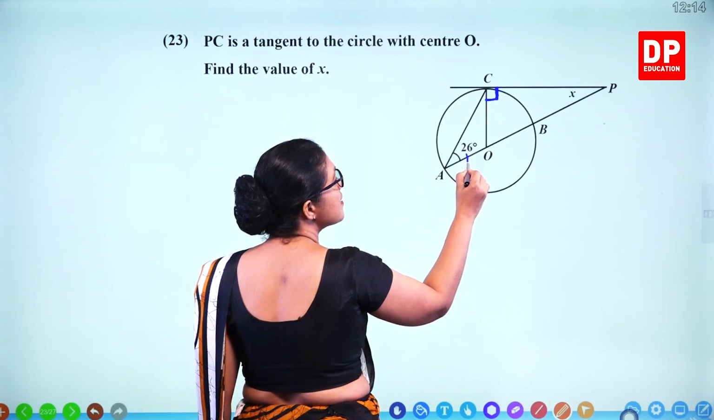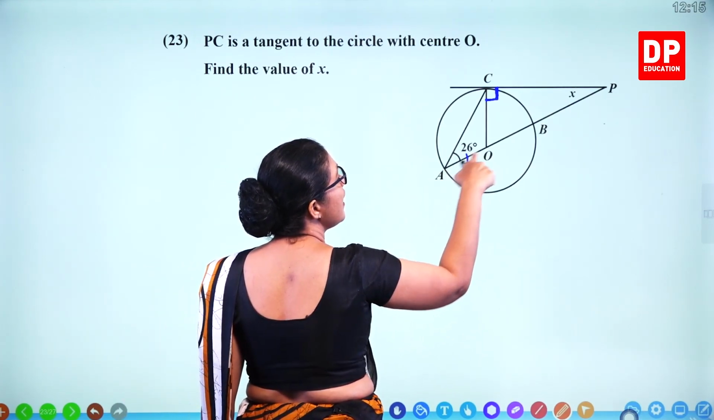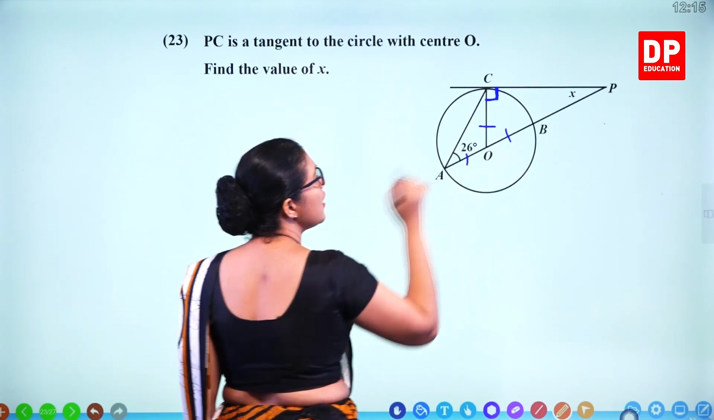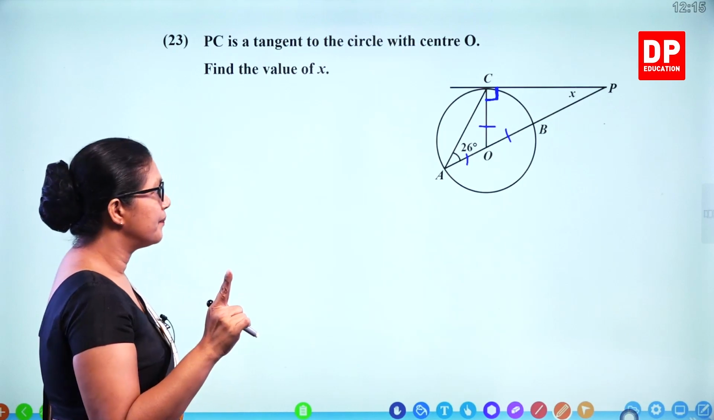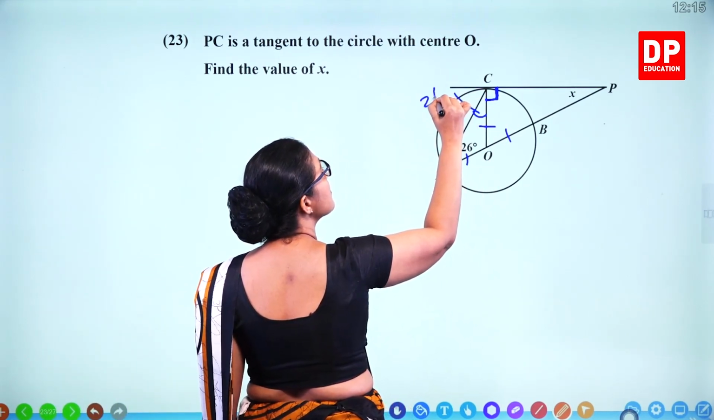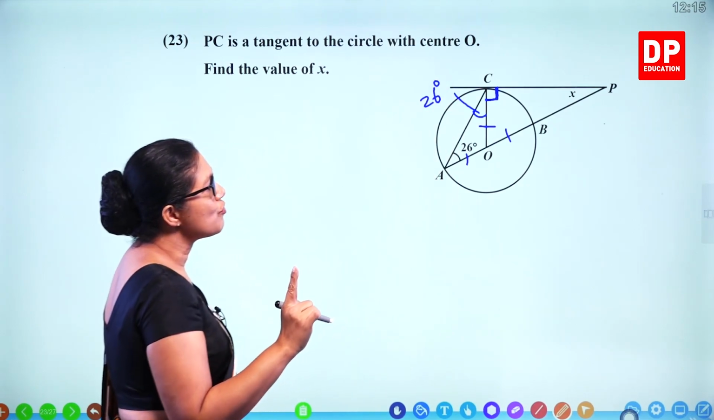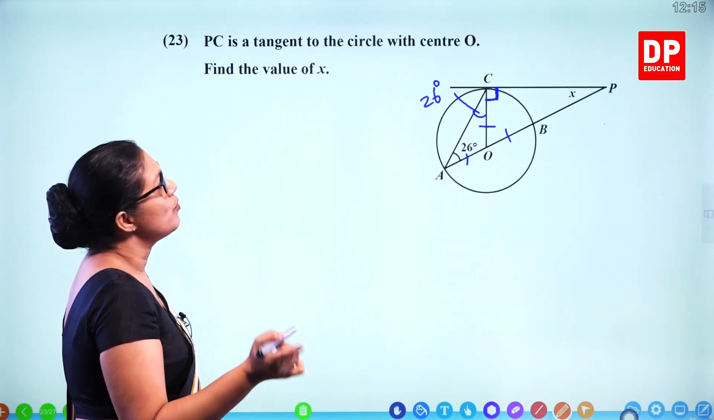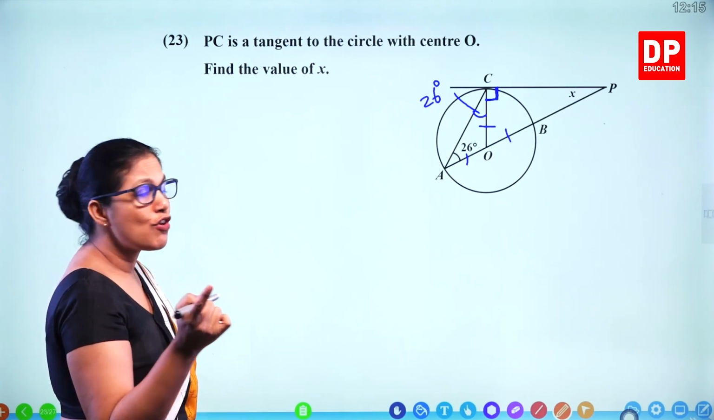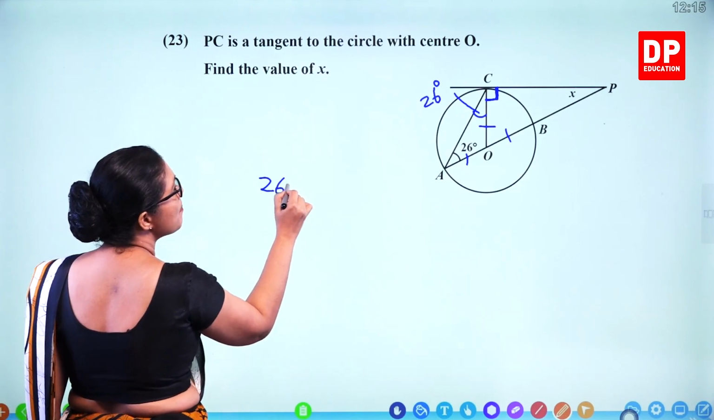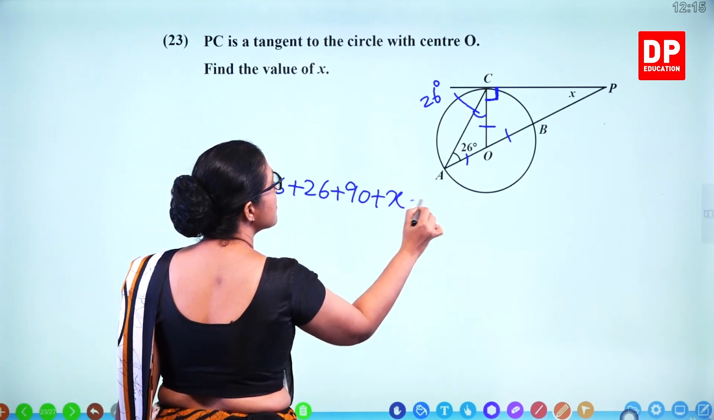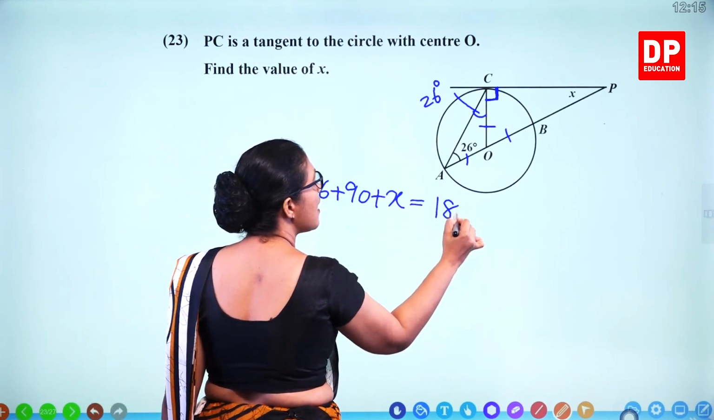AO and OC are equal, and OB is also equal. All are radii. If this is 26, this is also 26 degrees. Isosceles triangle. Now you can form an equation. Think about the APC triangle: 26 plus 26 plus 90 plus x. Sum of angles in a triangle, that's 180.